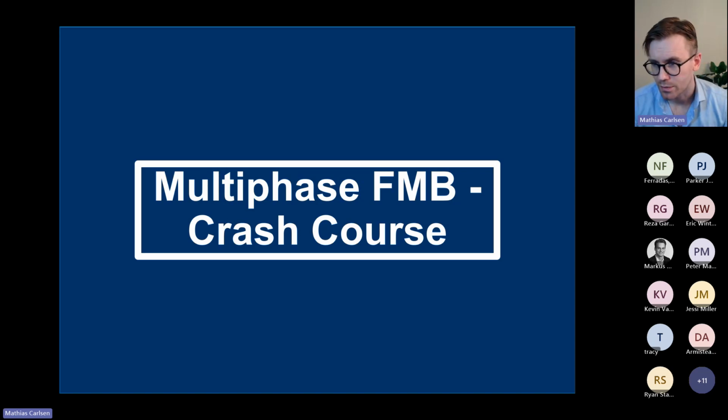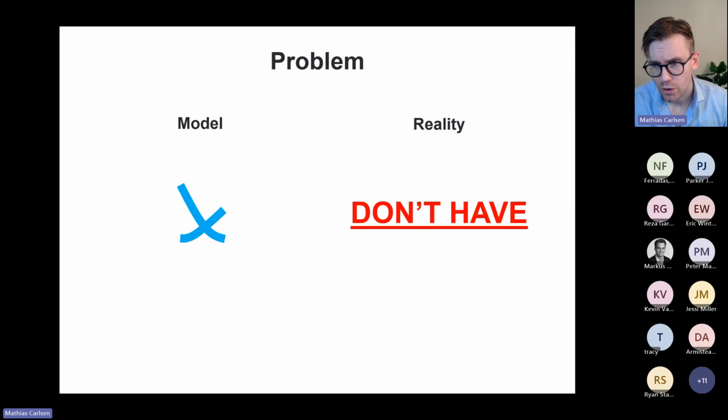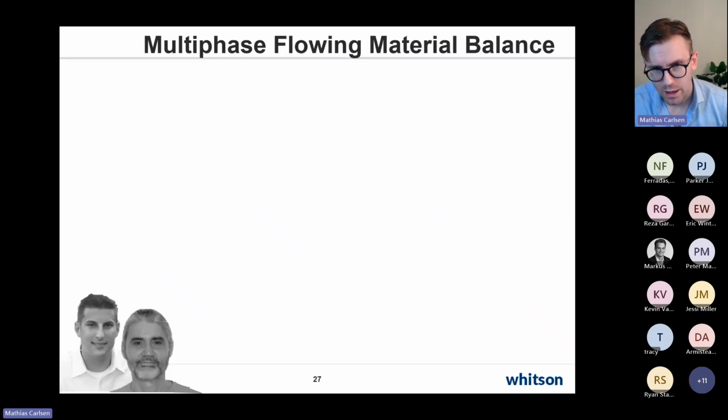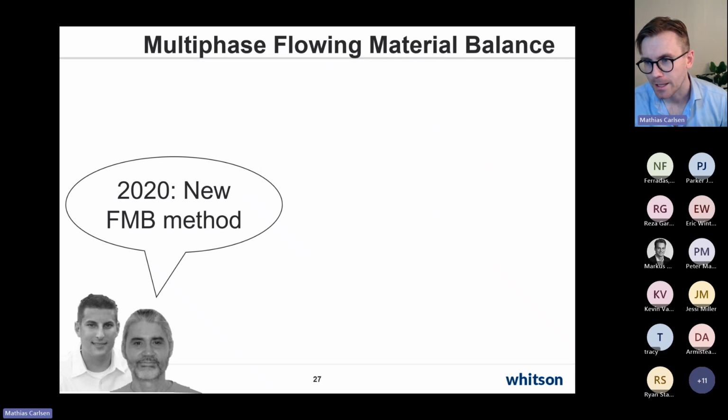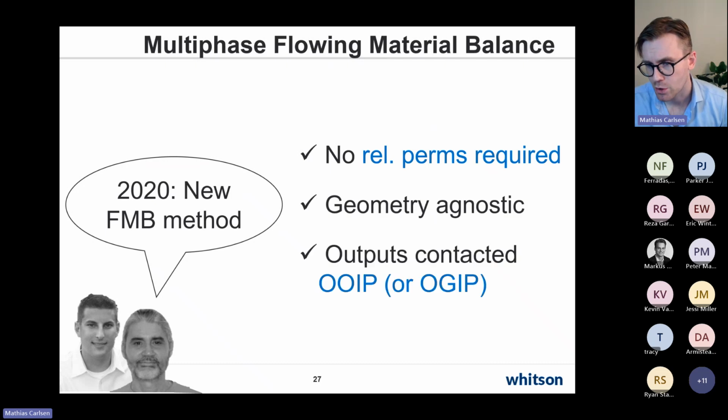And thanks particularly to Barry and Leslie, that's kind of developed the framework of things you need to check. And as I mentioned before, a lot of good stuff here, even beyond the pore volume activity. So the problem that the Multiphase FMB tried to solve is super simple: all multiphase models require relative permeabilities, but in reality, we don't have them. So a few years ago, these two guys, three years ago now, COVID years, they go so fast, said they've developed a method. It's full multiphase, but does not require relative permeabilities, does not care about geometry, and outputs the contact of pore wall.